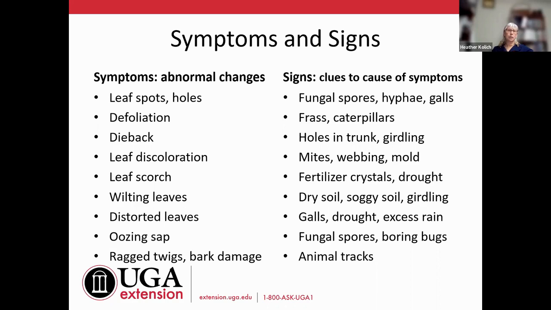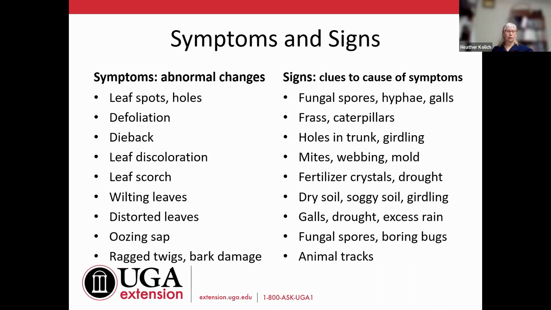So symptoms are abnormal changes that indicate problems with a plant. Signs are clues about what's causing those symptoms. Signs are evidence of a pathogen, a pest, or an abiotic issue that may be causing the symptoms that we see.